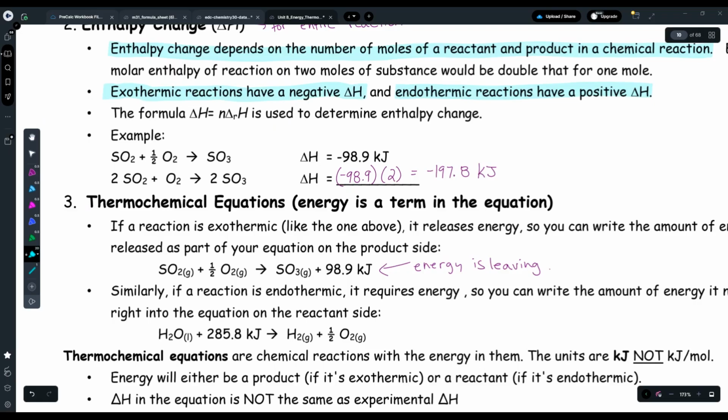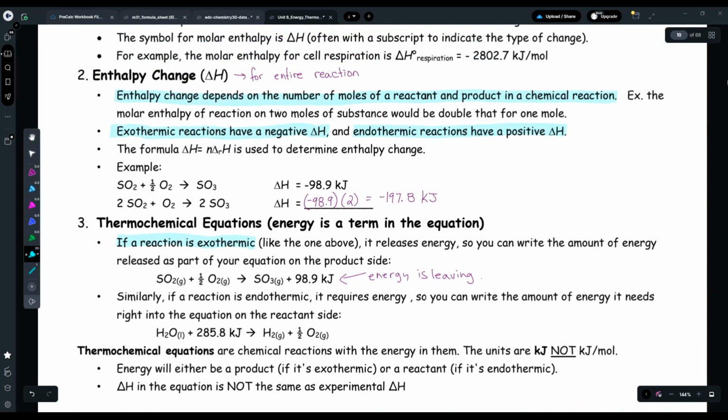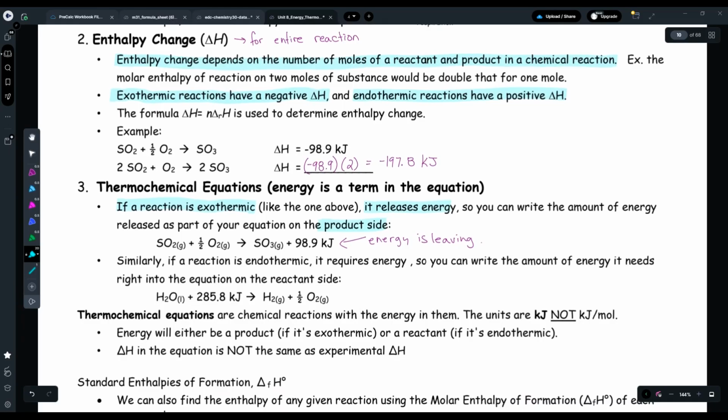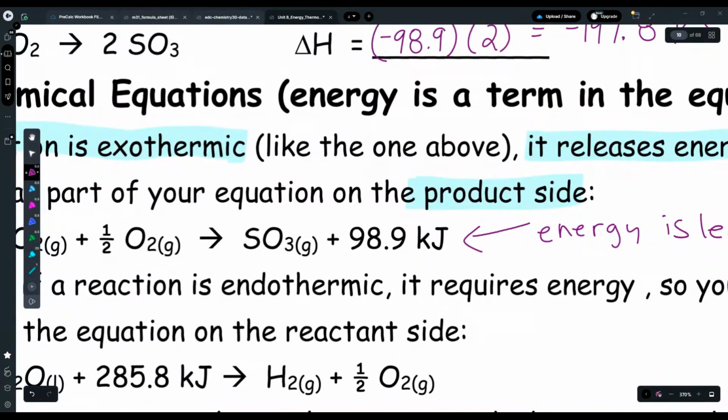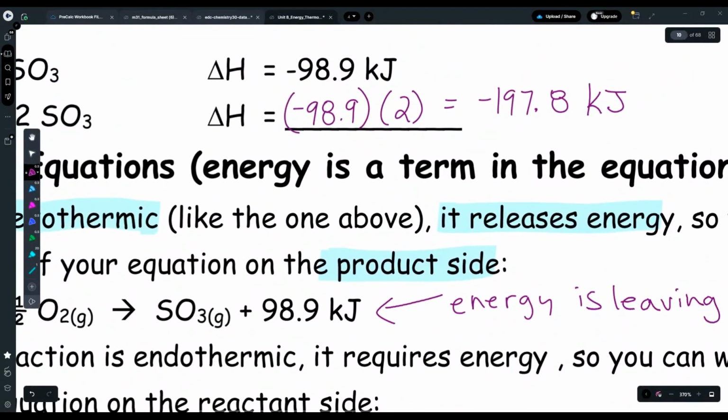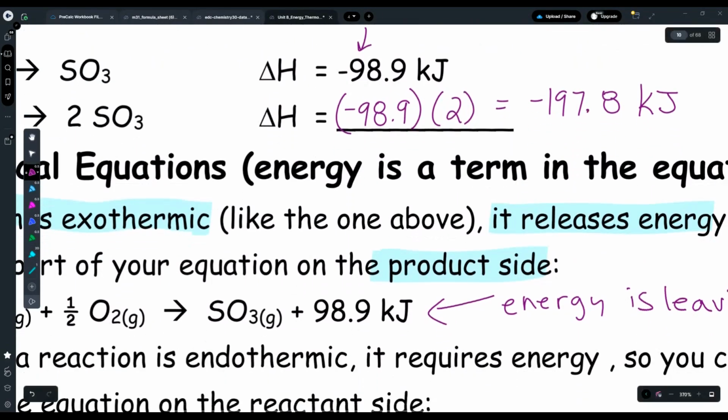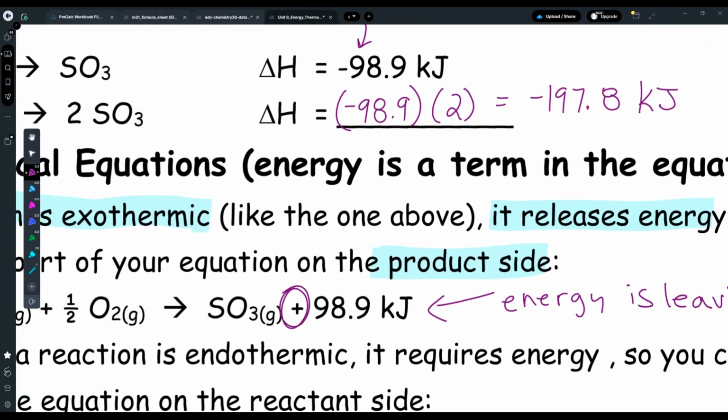Okay, so if a reaction is exothermic, it releases energy, so the energy term will be on the product side. And also, whenever you write your energy term, even though it was negative 98.9, we still put a plus to say that this is an additional product here, or energy is an additional product. The reason why we put a plus sign and not a negative sign is that the negative sign is already taken into account by the energy term being on the product side.